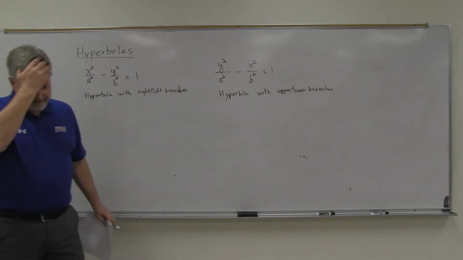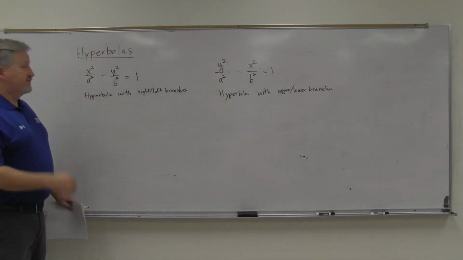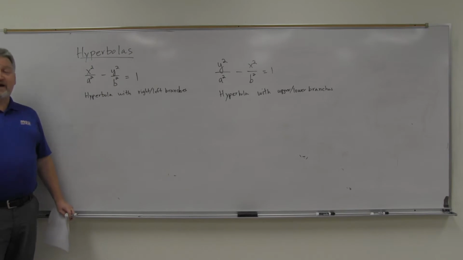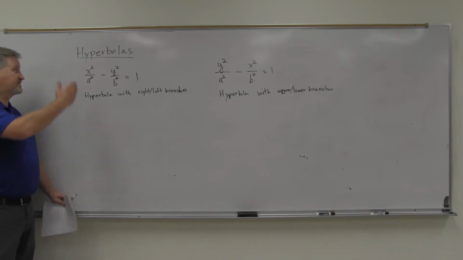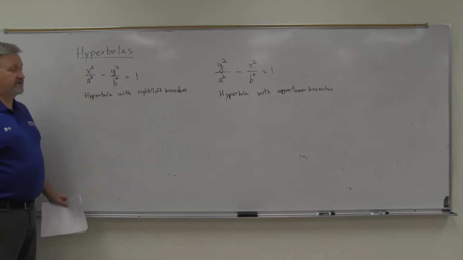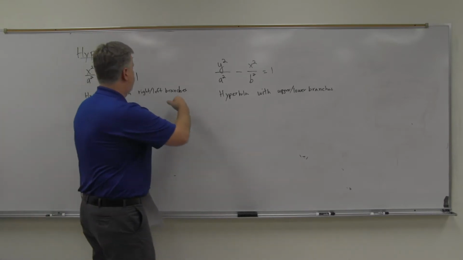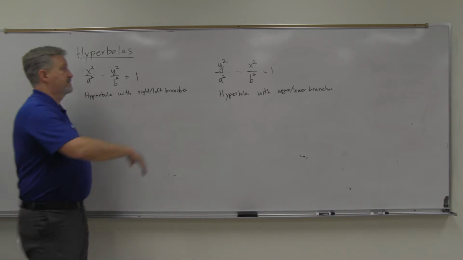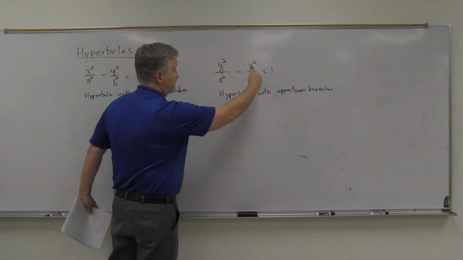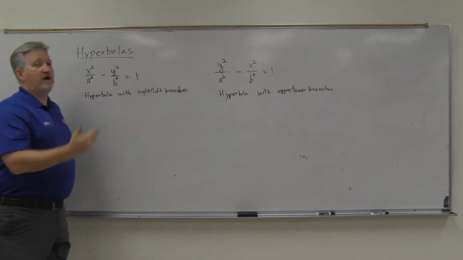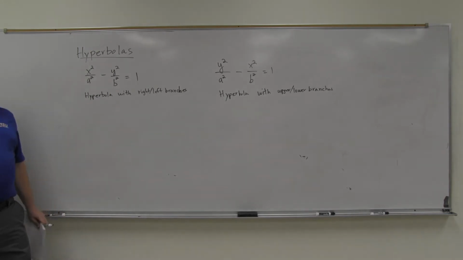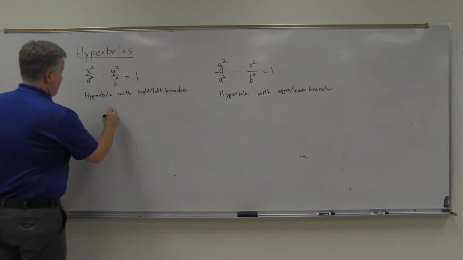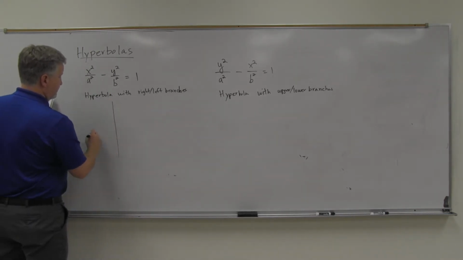Okay, so on hyperbolas, we've got the x squared and the y squared, but there's a minus between them. In this case, it's x squared over a squared minus y squared over b squared equals 1. And that, we talked about, that's right and left branches because the x squared is first. We've got y squared minus x squared over here, and since the y squared is first with the minus, that's an upper and lower branch hyperbola.